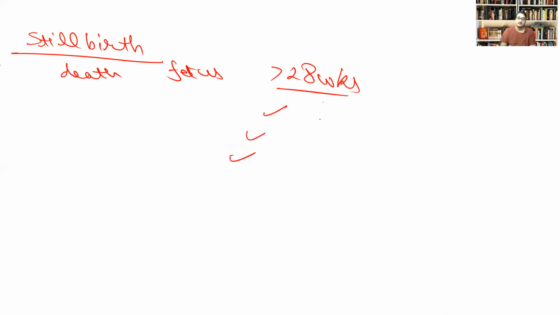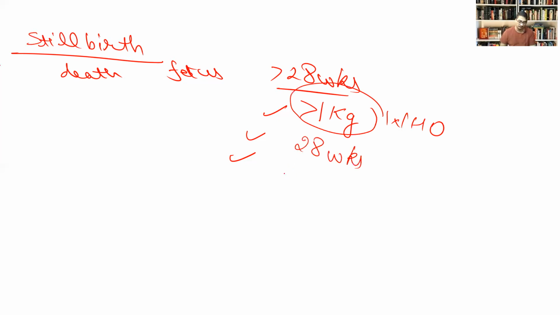First, the simplest way is 1 kg. If the weight of the child born who is dead is more than 1 kg, then this means it would be more than 28 weeks. This is the one that is used by WHO because this will allow comparison of data across the countries. Second, if we have better records, then again we can go for 28 weeks of gestation, or we can go for measurement of crown to heel length. If it is more than 35 centimeters, then we can say that stillbirth is there. So this is the stillbirth.